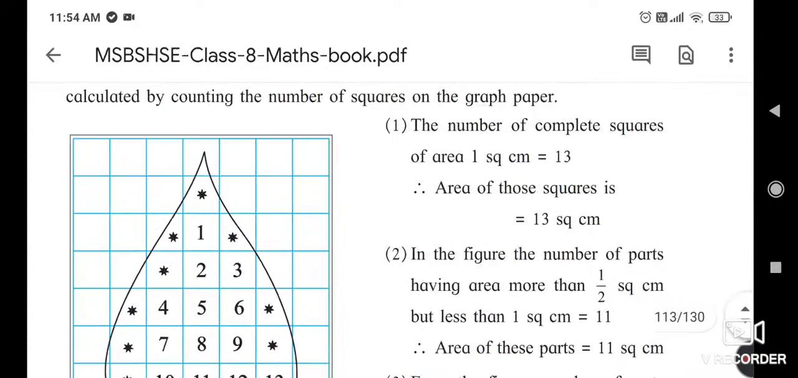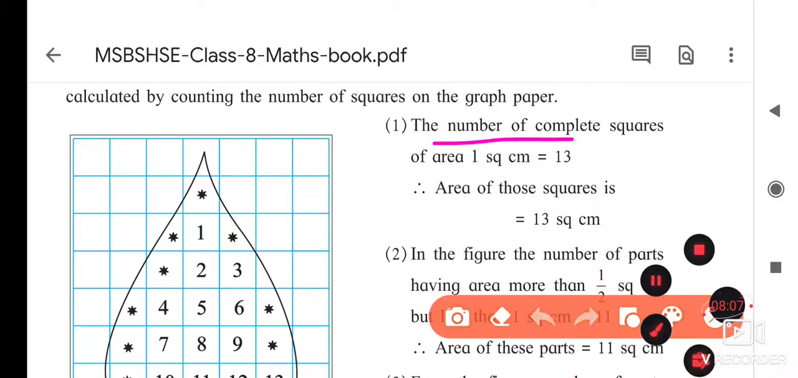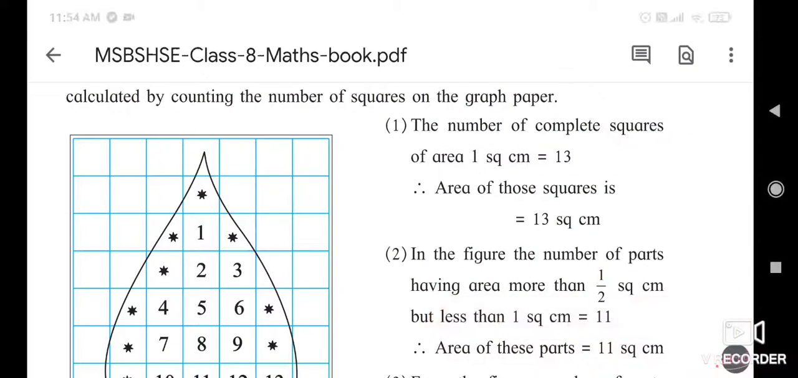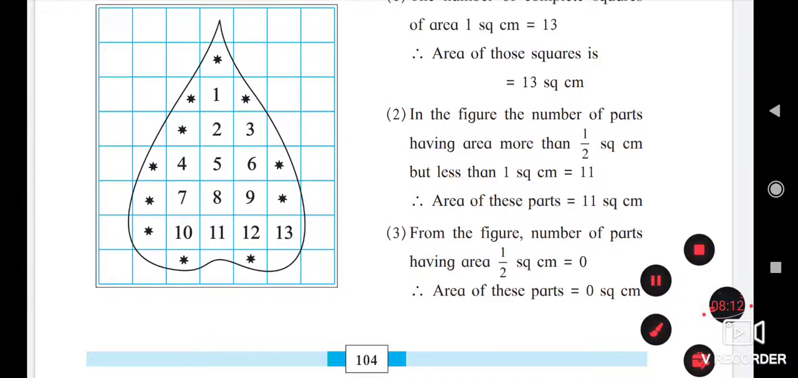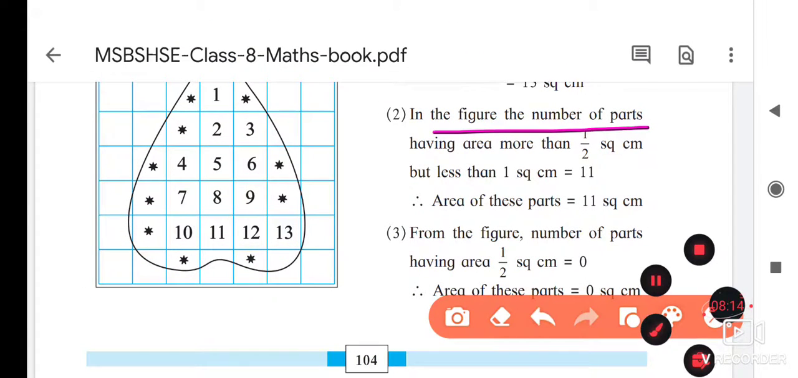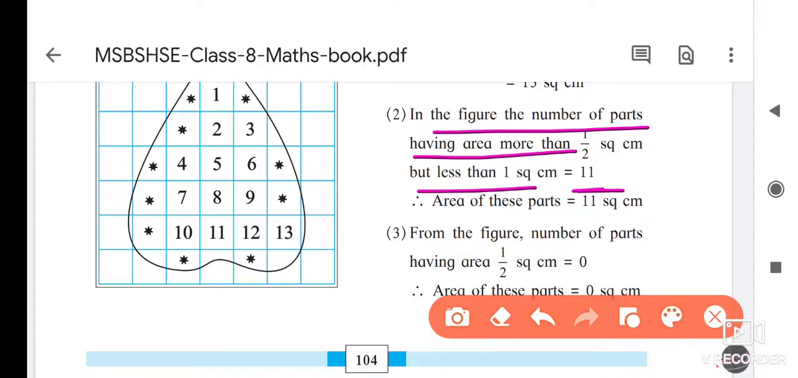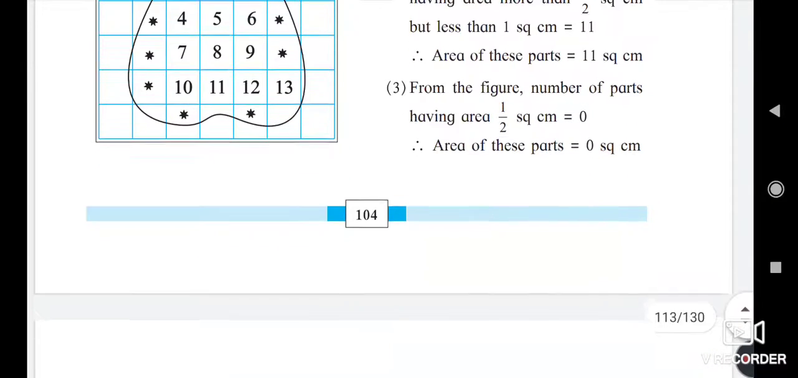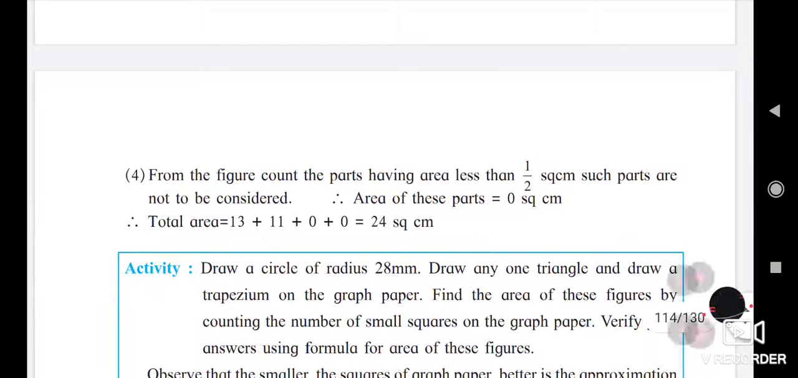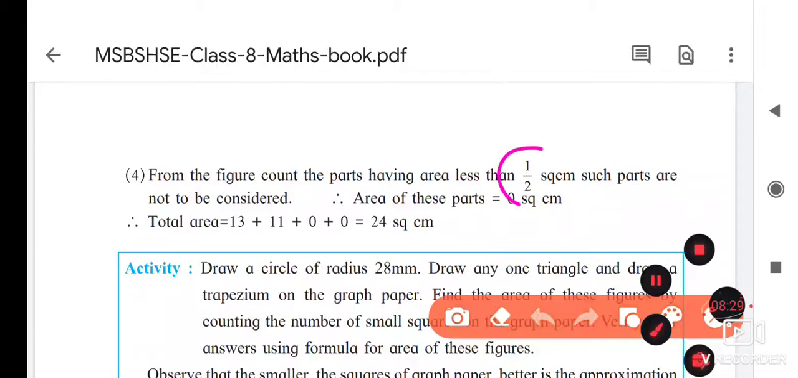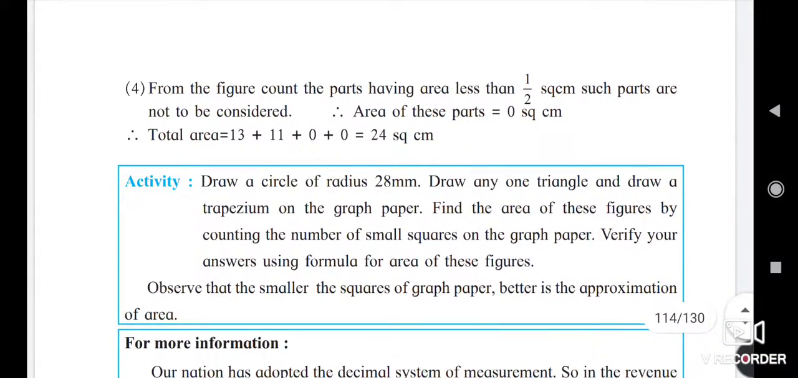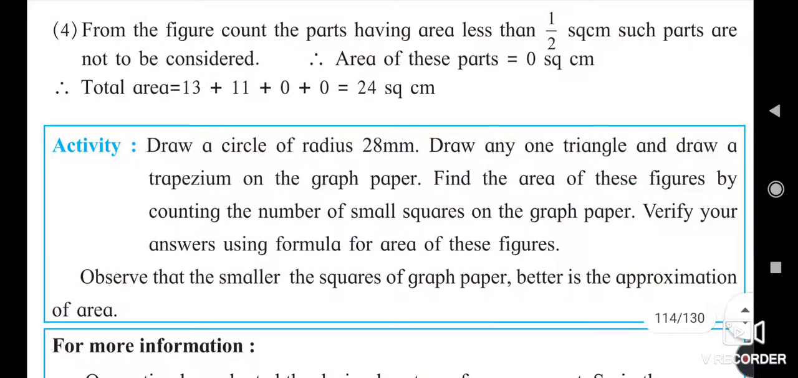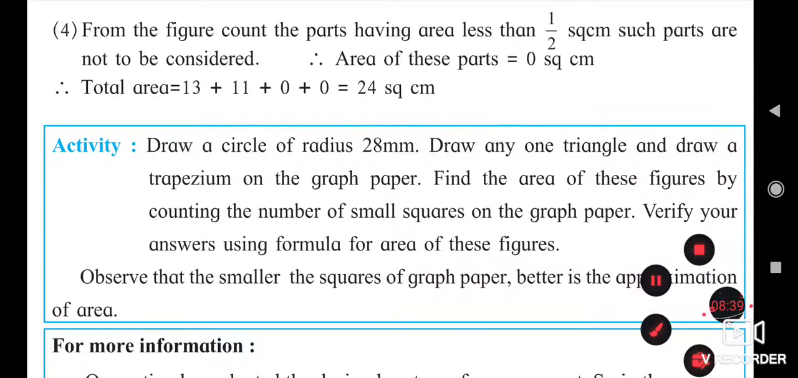So what are the main points here? The complete squares we calculate as they are. After that, how many halves are there, that also we calculate in the figure. Parts having more than half, how many are there? 11. Here more than half and exact half we are calculating, but we are not calculating the area that is less than half. So we do the total addition, and then we get the approximate area of the leaf or any irregular shape.